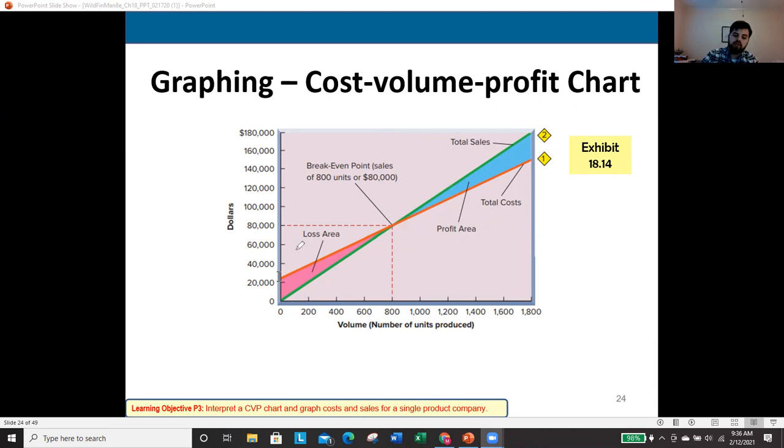Now you can do the same thing, of course, with sales dollars. So if I sell anything less than $80,000, I have a loss. If I sell anything more than $80,000, I have income. And if I sell exactly $80,000, I will hit break even. Okay. So I think the graph is pretty nice. I think it helps you really see what is going on here. But if you don't like it, I wouldn't spend too much time on it. Probably the hardest thing I could give you with a graph like this is just having you label the areas, right? So here's your loss area, your profit area, here's your total cost line, your total sales line, and break even. If you know those things about this, I think you'll be just fine. Okay.